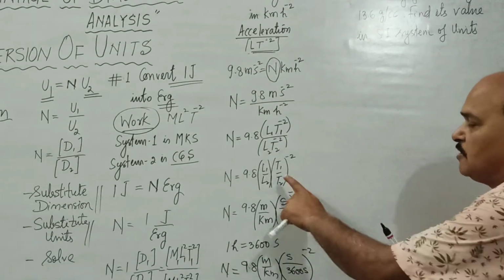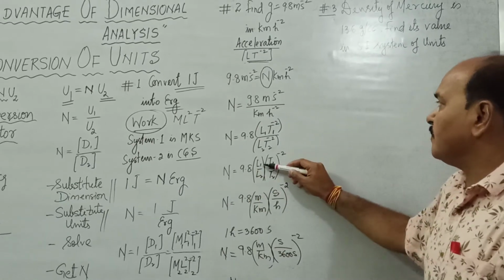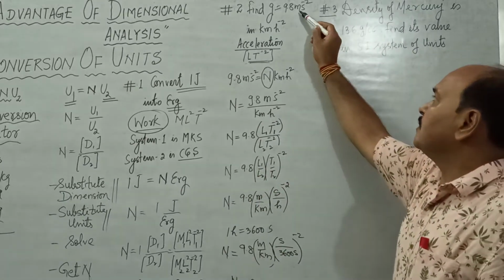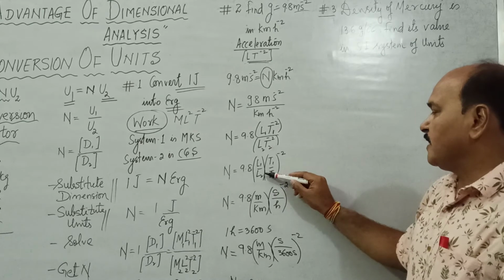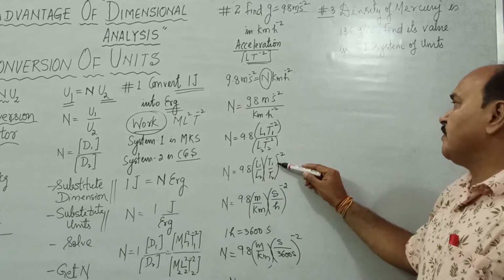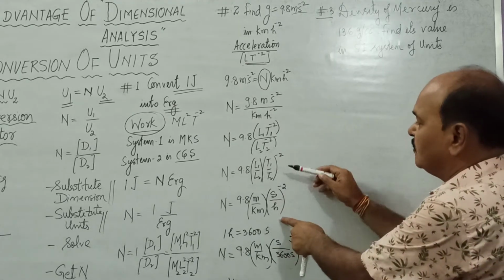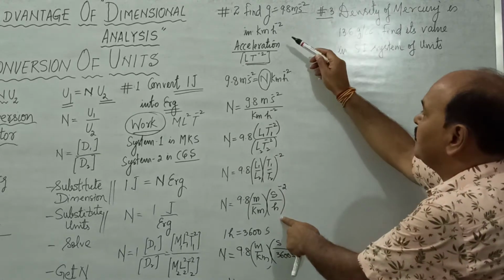Now let us substitute the units. This is the unit of length in system number 1. What is the unit of length in system number 1? Meter. What is the unit of length in system number 2? Kilometer. What is the unit of time in system number 1? Second. And what is the unit of time in system number 2? In system number 2 the time is what?